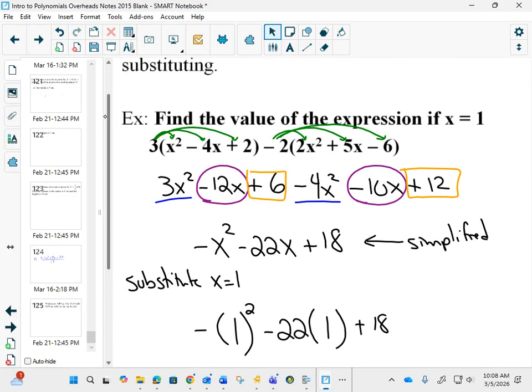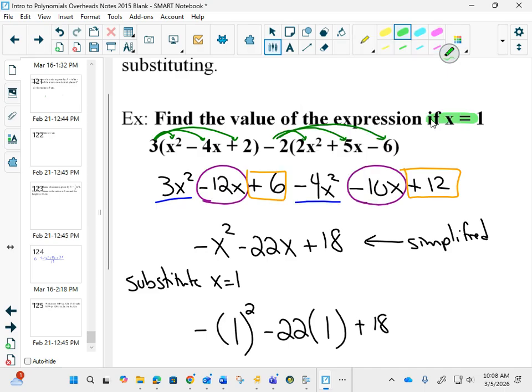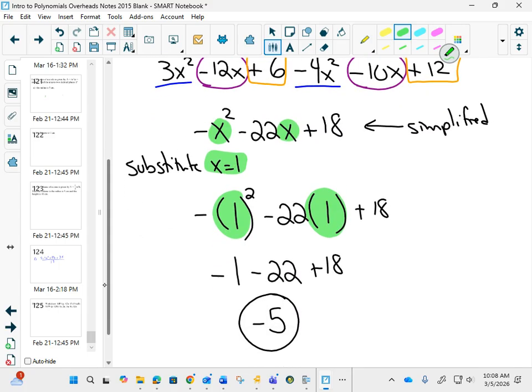So it says, I'll highlight here, if x is 1, so we have to substitute the x for 1. We have an x here, so we substitute 1 there. We have an x here, so we substitute a 1 there. One squared is 1.